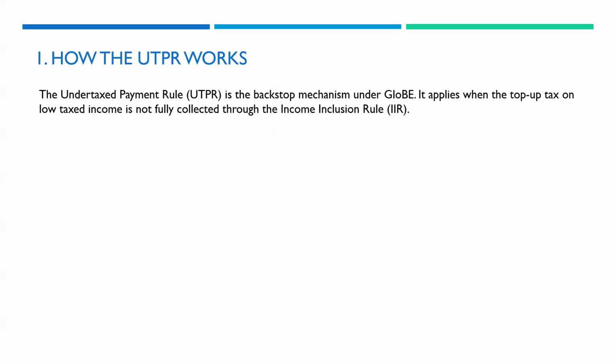Now, what about the remaining minority interest? Let's say I own 75% of another low-tax LTCE. I would only pay 75% of its top-up taxes. What about the remaining 25% residual taxes? That is what is taxed using UTPR. So that, at the end of the day, there is 100%.